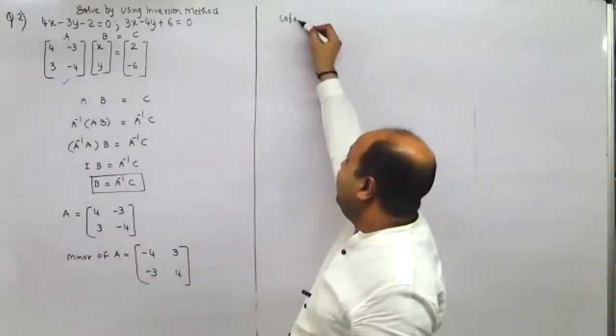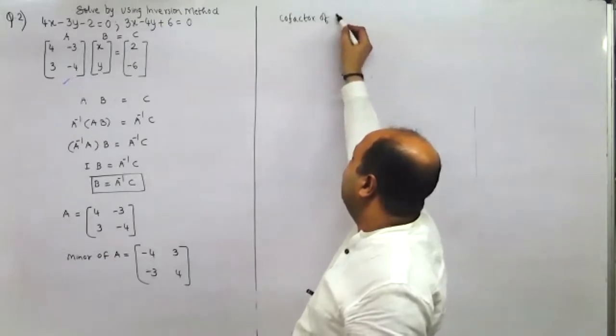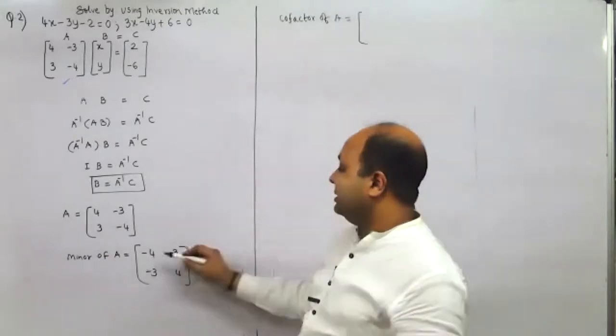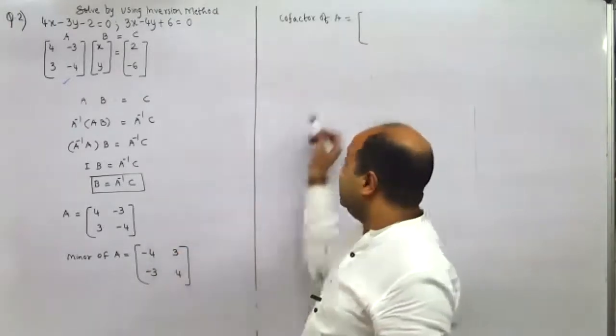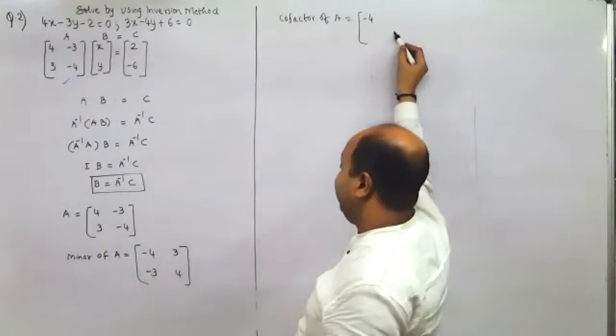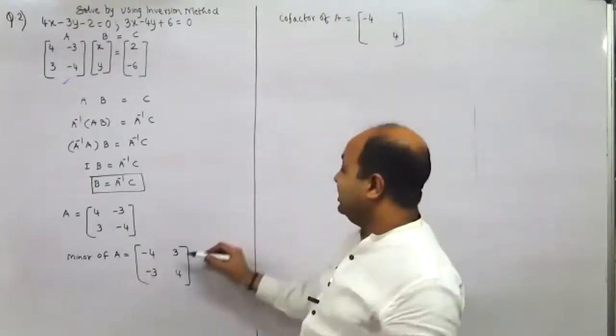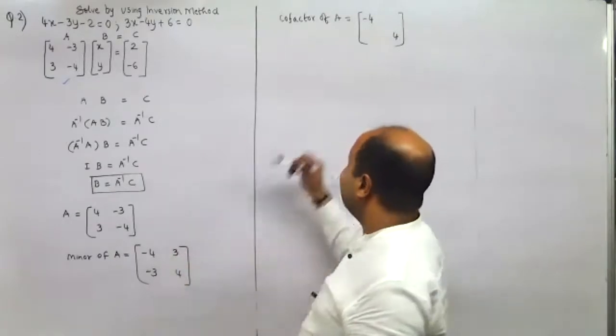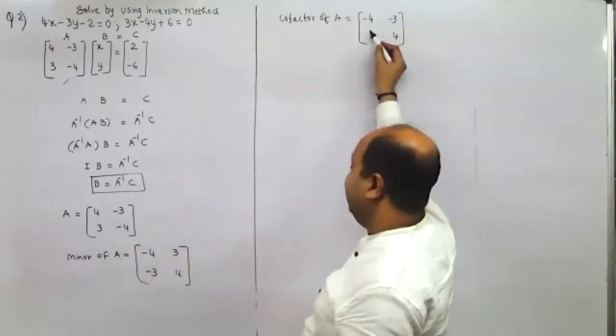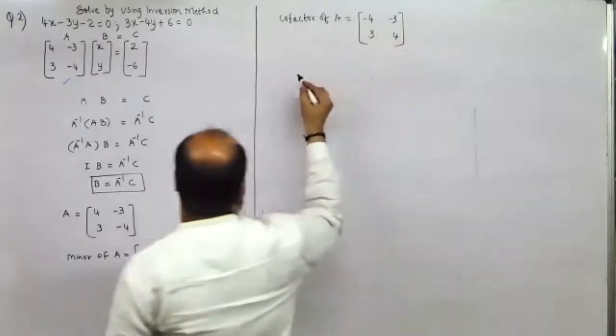Then cofactor of A would be what? Change the sign. This would be 1 plus 1. This would be 2 plus 2. Both are even. So these two would remain the same. But the signs of these two would change, because this is 1 plus 2, 3. And this is 2 plus 1. That is also 3. So sign here would become minus 3. This would become 3. This is cofactor.